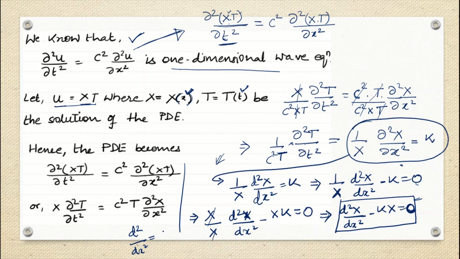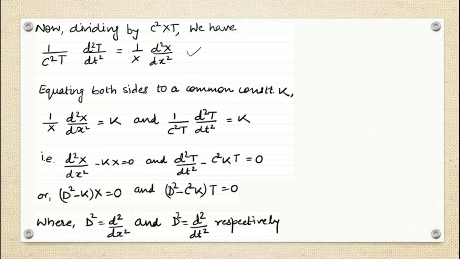Suppose I'm writing with a D operator. So it will be written as D squared x minus kx equals 0. This is my second differential equation. If I take x common, this is nothing but (D squared minus k) x equals 0. Fine. So the same thing we have done here also. We have got this equation just now and we had got this equation.